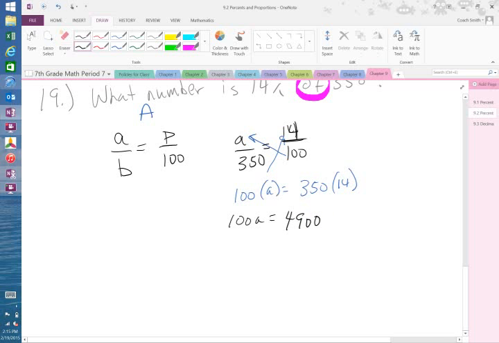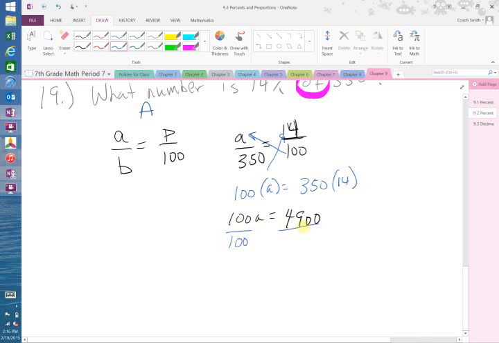Okay, now what do I do to solve, Brandon? What's next, Tayshawn? Yes, I divide 100 into both sides. That cancels. A is equal to, those two zeros cancel, those two zeros cancel.